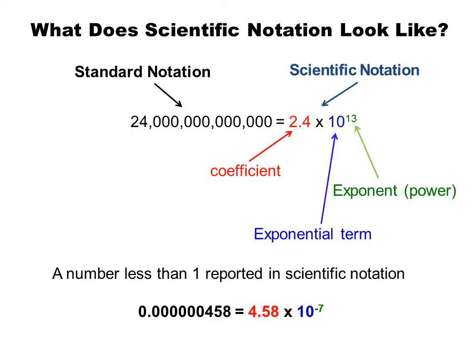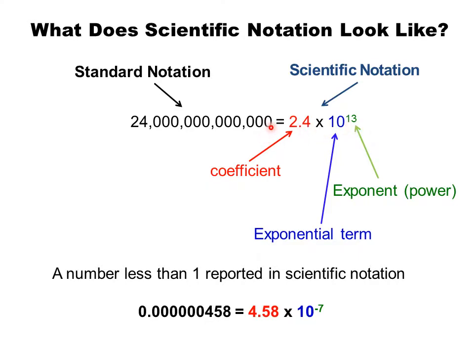What does scientific notation look like? Well, here's a number that's in standard form, 24 trillion. If we were to convert this to scientific notation, it would be 2.4 times 10 raised to 13. The 2.4 is your coefficient, 10 is the exponential term, base 10, and 13 is the exponent or power in which that 10 is raised to. The exponent tells you the number of places in which you've moved the decimal point to get in scientific notation.